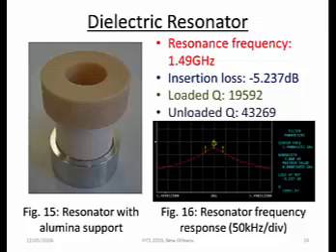The resonator itself is, as I said, a barium titanate puck, and is glued onto an aluminum support, which in turn is glued onto an aluminium holding plate, which can be bolted inside the cavity. The resonance frequency was 1.49 gigahertz. This was intentional. It's 10 megahertz below the 1.5 gigahertz frequency because it's much easier to tune it up if we desire than to tune down the resonance frequency. Insertion loss of about minus 5.2 dB and loaded Q of about 19,600, which makes the unloaded Q about 43,270.